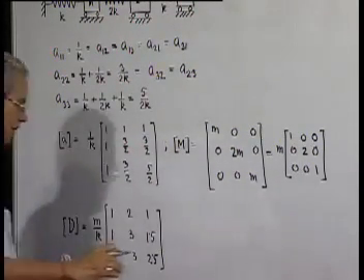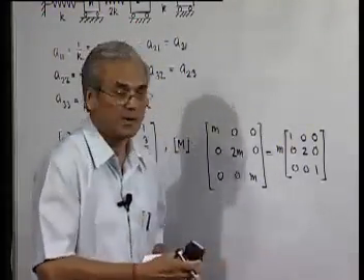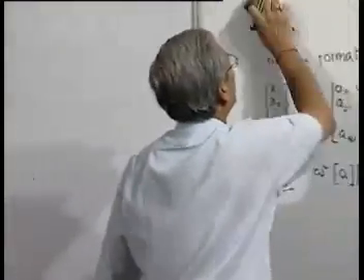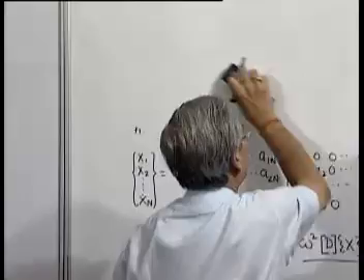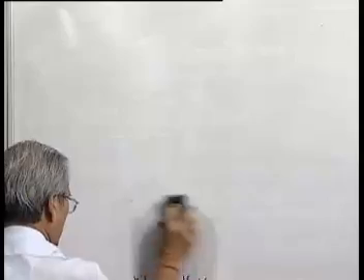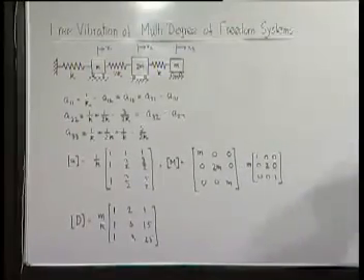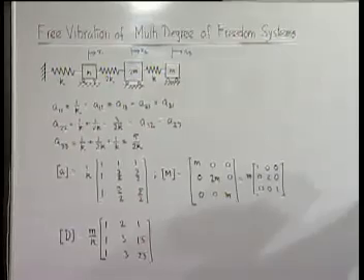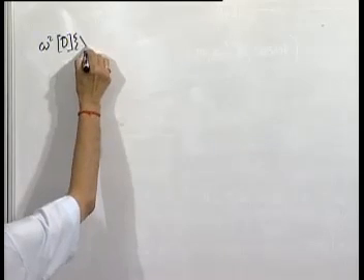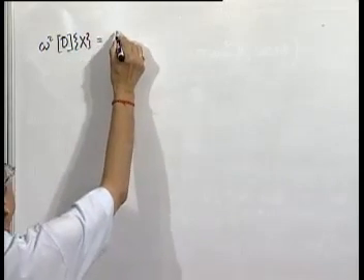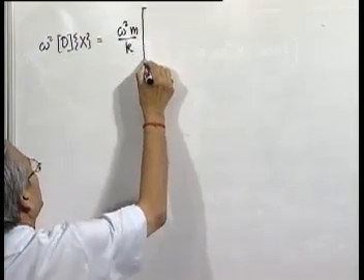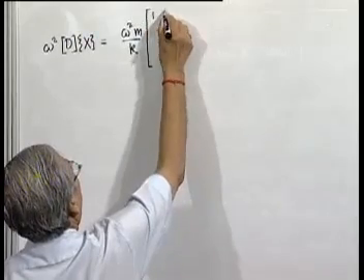So, thus we are now ready for our iteration process. So, we will write this equation. Omega square D x is omega square m by k into 1, 2, 1.